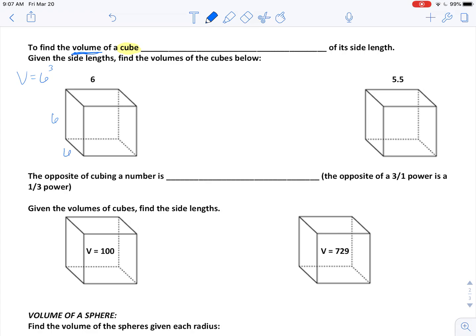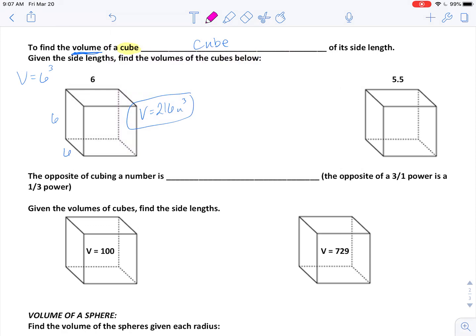So to find the volume of the cube, we will cube its side length. So 6 cubed is going to be the area here, or not area, the volume. So the volume would be 216 units cubed.